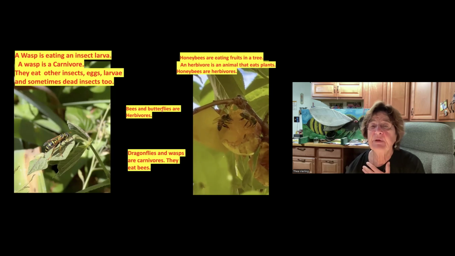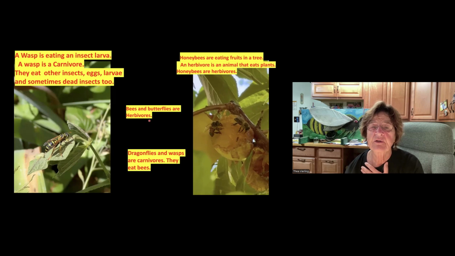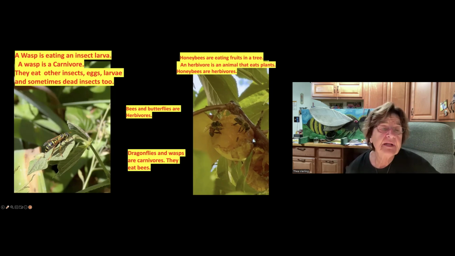Now, bees and butterflies are herbivores. Dragonflies and wasps are carnivores. They eat bees. I know, I love the dragonflies too, but that's the thing about nature. Frequently, animals have to eat other animals. That's their diet. That's what they have to do, and it's part of the balance of nature.